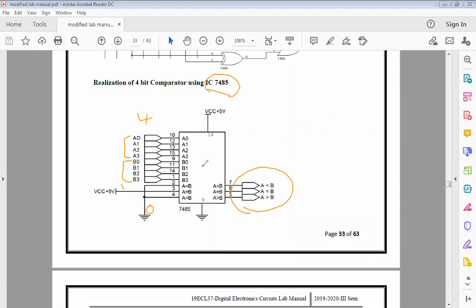Now for the purpose of powering up the IC, I have VCC at 16th pin, which is given a high value here. And the low value, the ground connection, is given to pin number 8. Right. So here, how are we taking the values? We're taking the values by using VCC plus 5 and 0. So this will be taken as 1 and 0 accordingly, right?